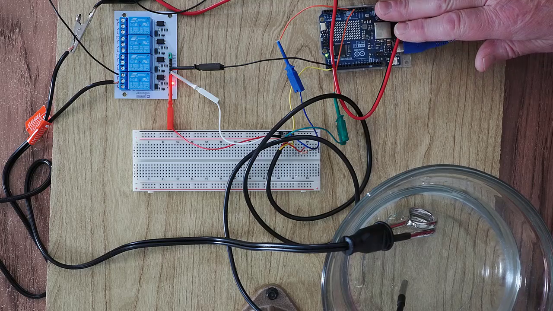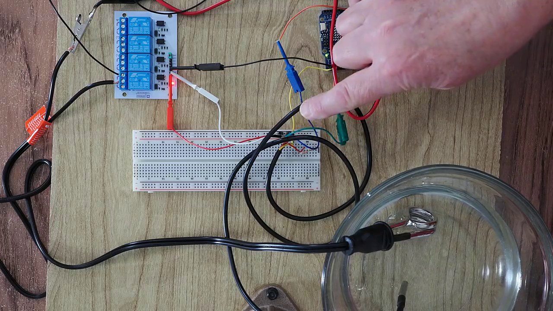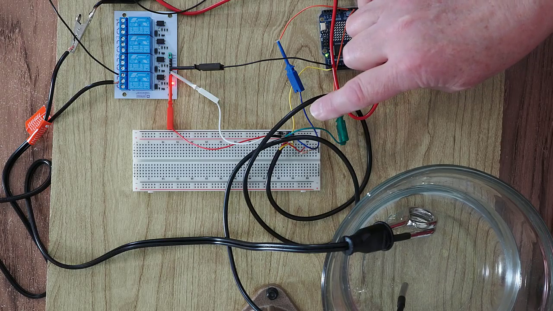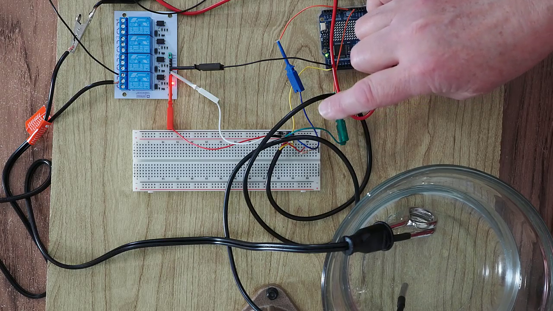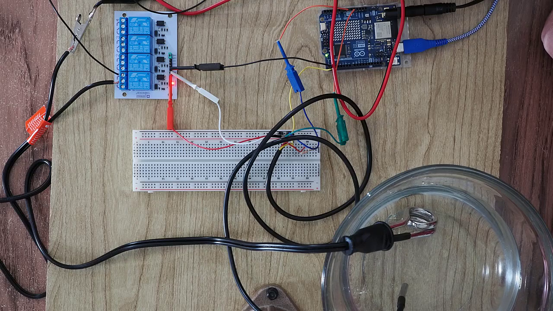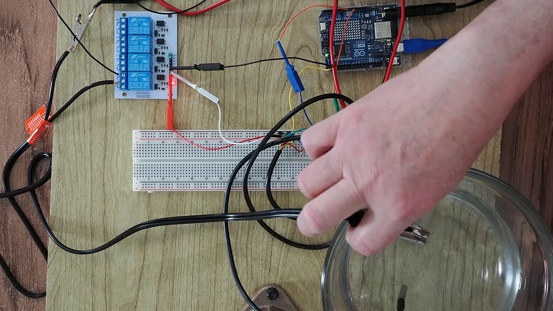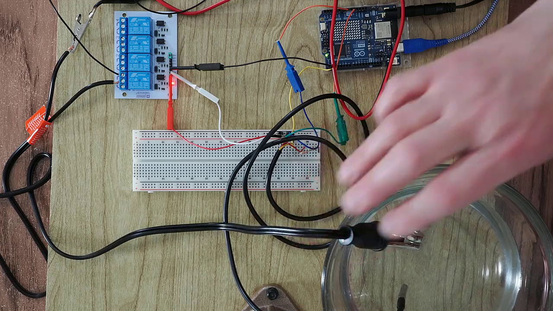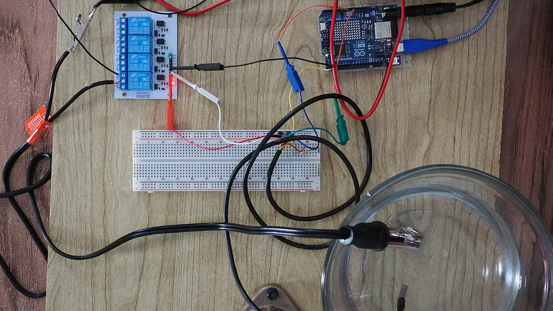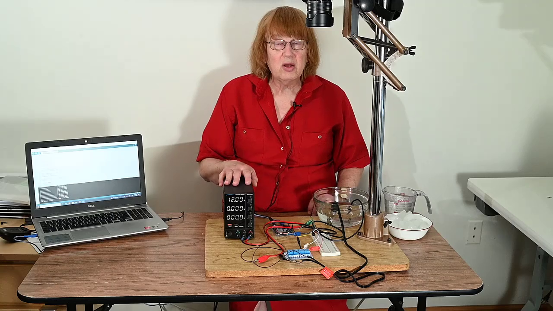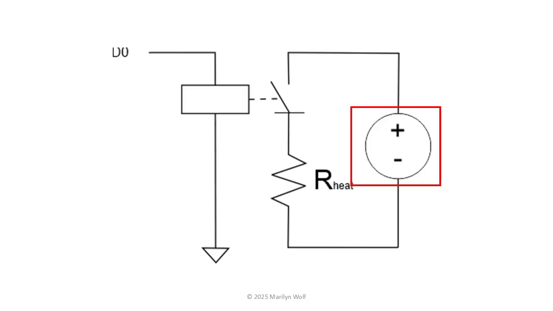The temperature sensor is connected to the Arduino using a pull-up resistor. We can get a range of temperatures from the temperature sensor. The heater is connected to a digital output, and it is not directly connected to the Arduino because of the high power levels it requires. The heater is a resistive element. We use this power supply to power the heating element.